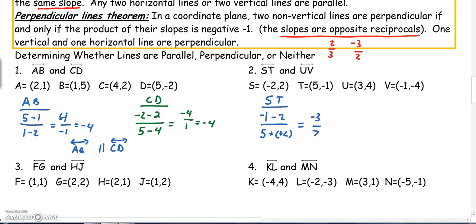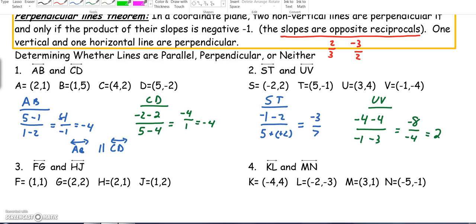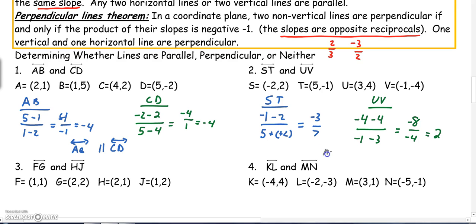Then we're going to go back and find the slope of UV. The slope of UV is -4 minus 4 and -1 minus 3. So we get -8 over -4, which reduces to 2. Because the slopes are not the same and they are not opposite reciprocals, this is a neither. The lines have no relationship with each other, they're just going to intersect somewhere.